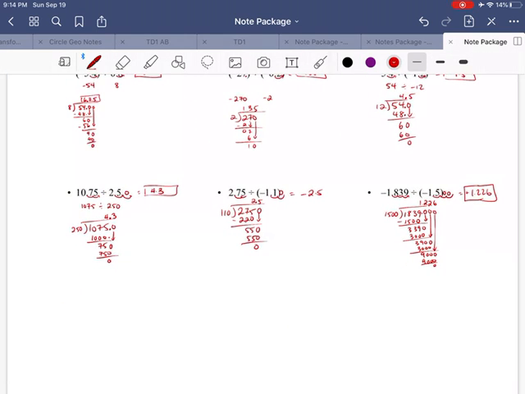Division of decimals. Try it without a calculator today. Check your answers with the calculator.